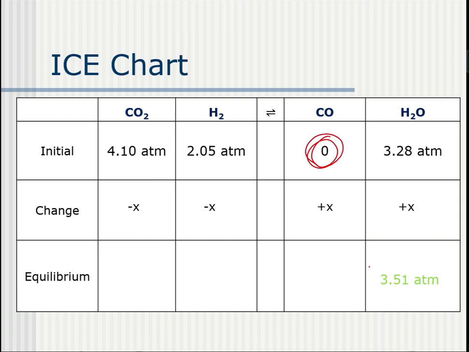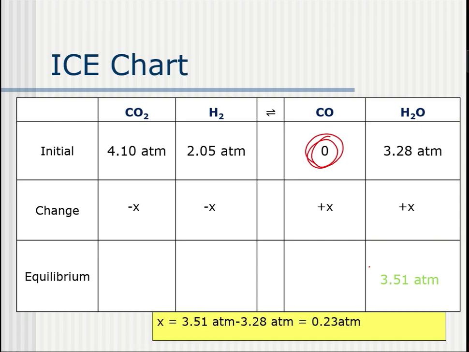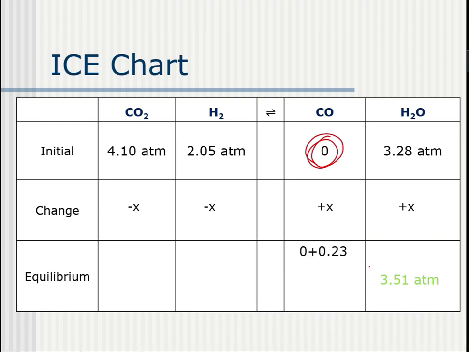So now we have our initial 3.28 for the water, and we have our final for the water, 3.51. We know that I plus C equals E, so we can do the math and find out what X is. X is the difference between the final set of conditions and the initial set of conditions, or 0.23. So we're going to add 0.23 to the carbon monoxide and subtract 0.23 from each of the other two components.